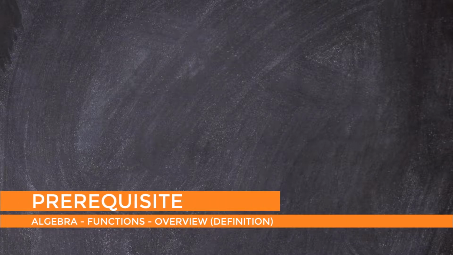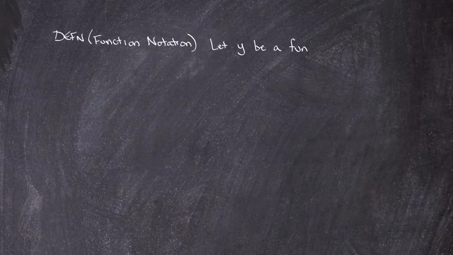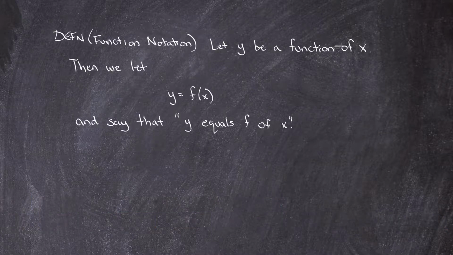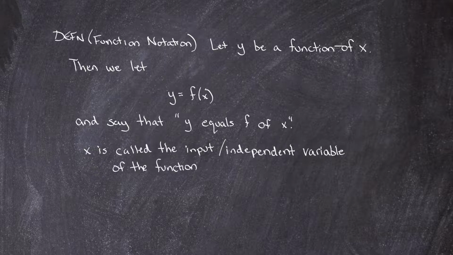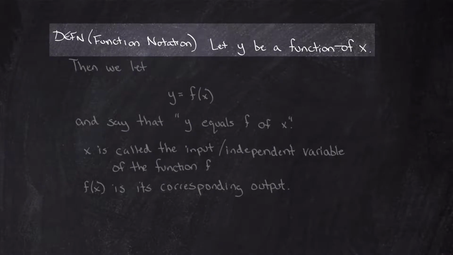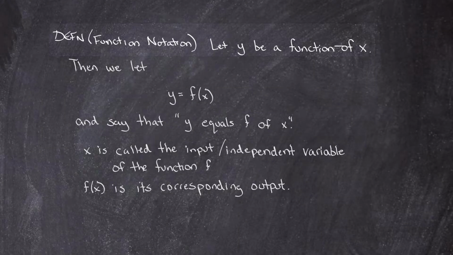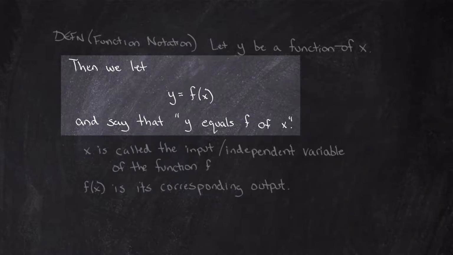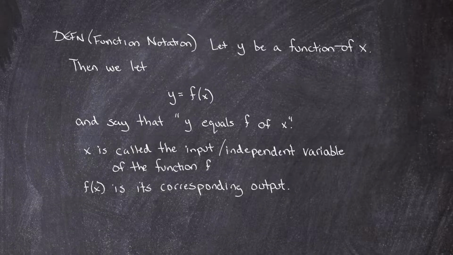We already know from our prerequisite material that a function is a relation which takes a single input and returns a single output. However, it also gains a special notation. The first part of this definition basically says that y and x can be related to one another such that each chosen value of x forces y to be a single value. That is, it's just a function. Then we use the notation y equals f of x to talk about that function. x is the input of the function and f of x is a corresponding output.